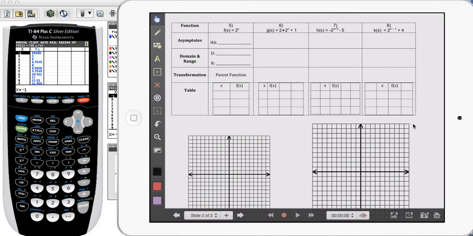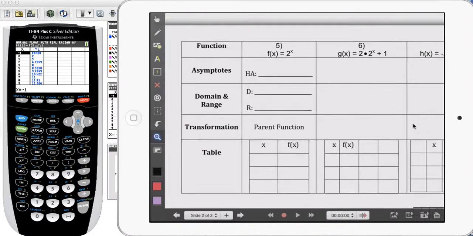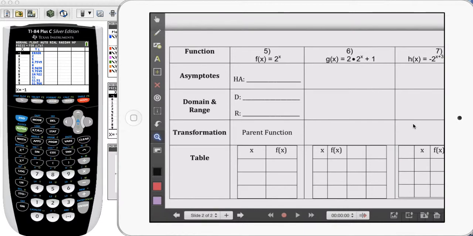Now we're going to be working on the second part of the lesson in 7.3, and we're going to be working on exponential functions. So let's go ahead and zoom into number 5, which is the parent exponential function in this problem, 2 to the power x.